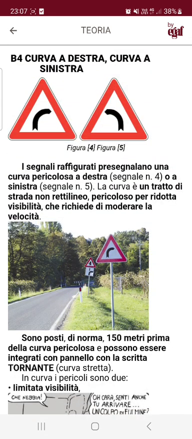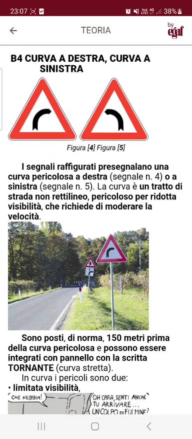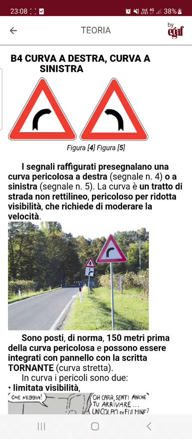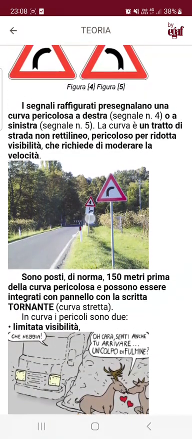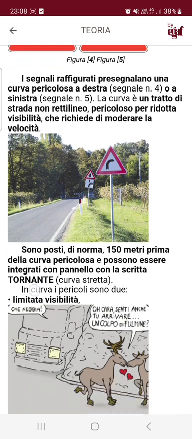Okay, what is this doppia curva? What is this curva a destra, curva a sinistra? I mean, curve right and curve left. Where you see this one, it is a curve to the right. It's called curva a destra. This one is curva a sinistra, because it's a curve to the left side. Now they are telling you that this sign is normally placed 150 meters away. When you see this sign, it means you are going to get into the curve in 150 meters.